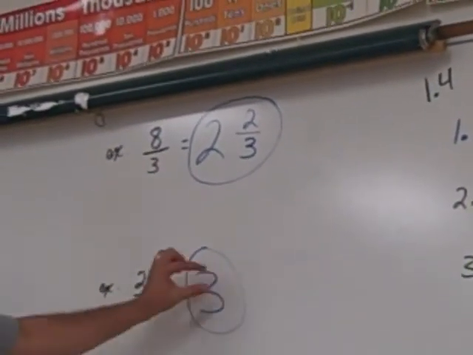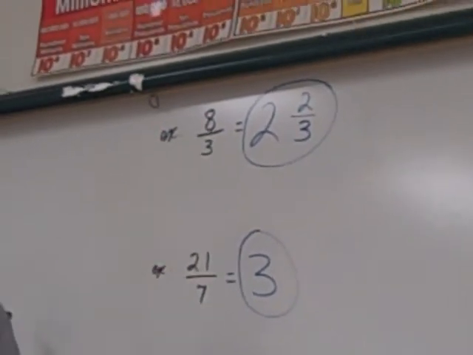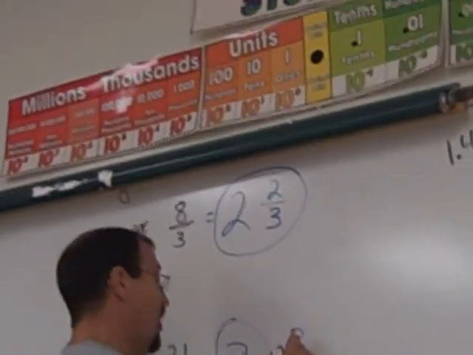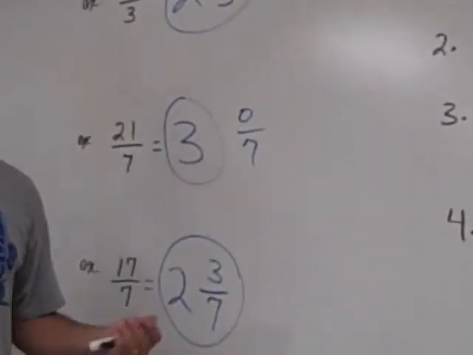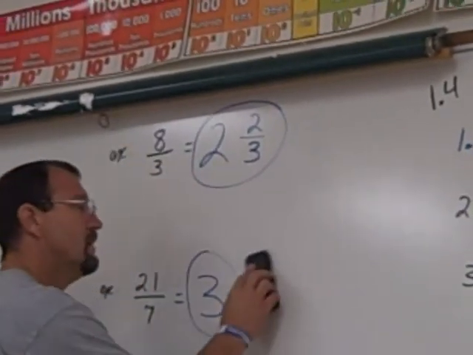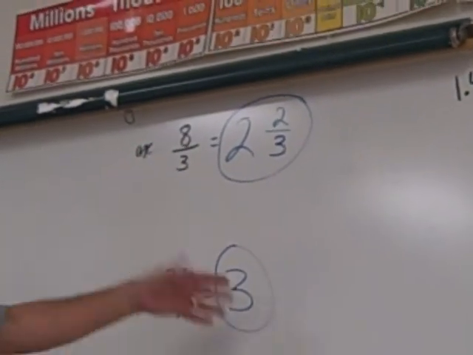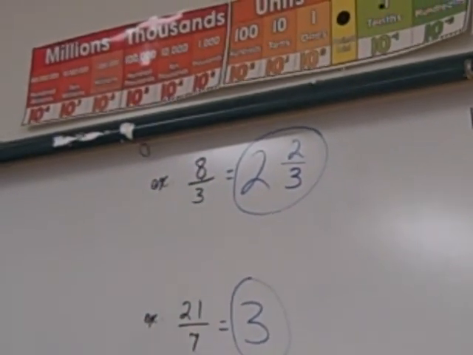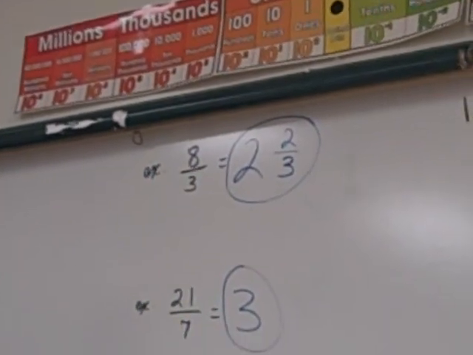No leftovers, no fraction. Oh, I could put 0 over 7, but you ever seen a fraction like that? No. So we don't put one like that. 0 leftovers, whole number 3. What y'all think? Kill it, girlfriend.